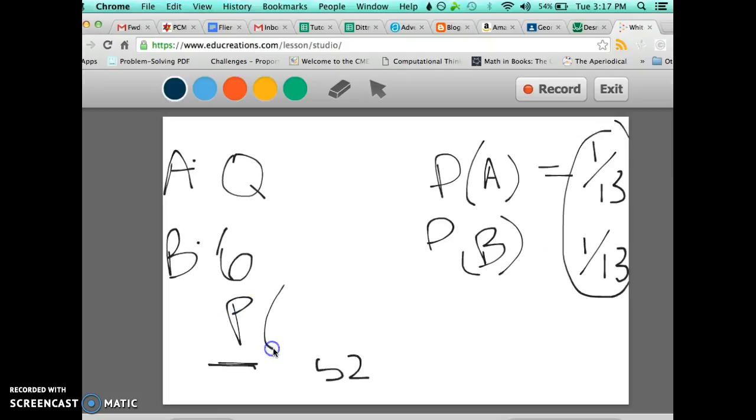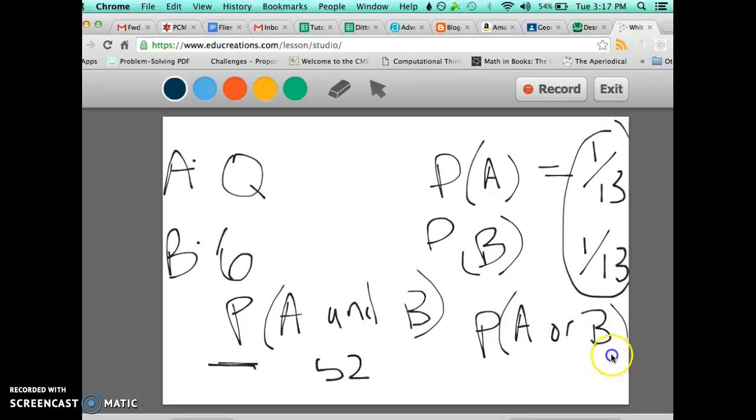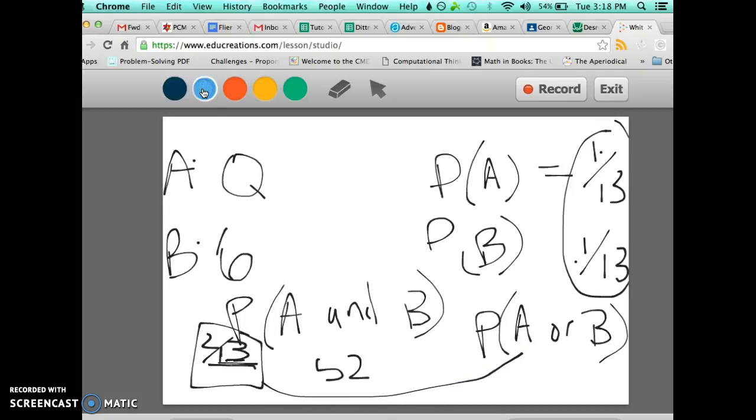So P, A, and B, which we did in the last section, does not add to the number of draws, and neither does P, A, or B. We're still talking about one card, P, A, or B. Well, I'm going to add these two together, and there's no overlap. There's no queens that are also 6s. So it's 2 out of 13. And the probability of drawing a queen and a 6 at the same time in one card, that's 0. So this is P, A, or B, and P, A, and B here will be 0.